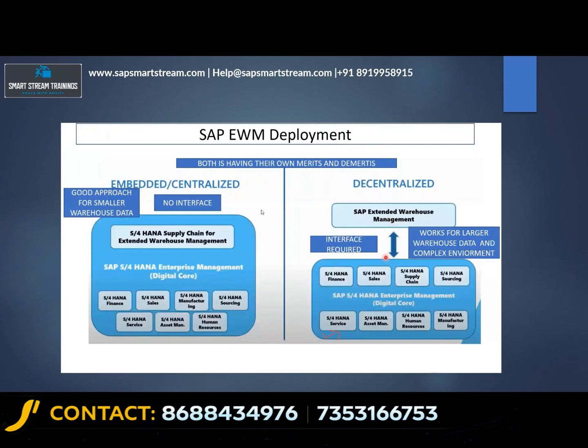We have something called the core interface, that is called CIF. Using that, the data flows to the EWM system, or they might also use IDocs. IDocs are also used in order to transfer the data from S4 to the EWM system. This is for the master data, guys.